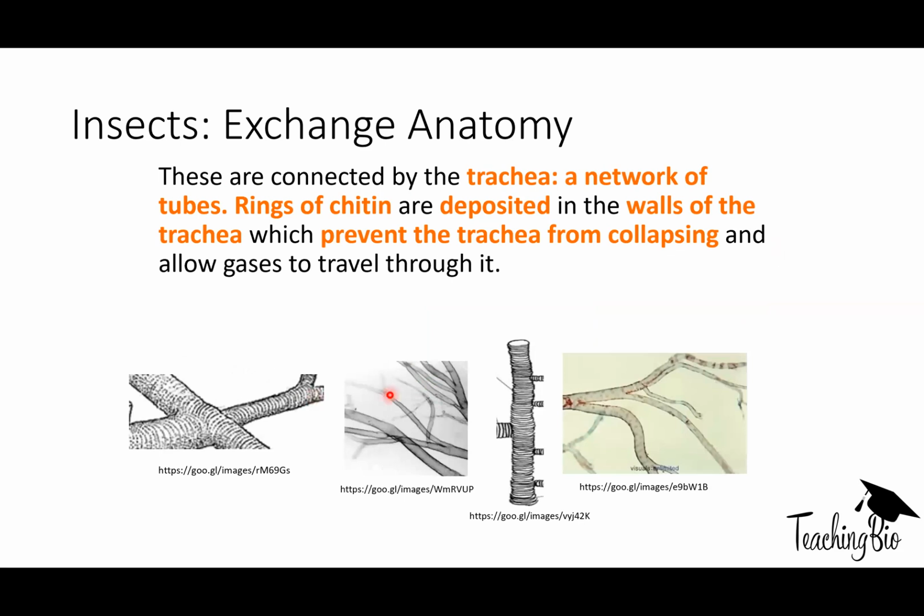The trachea, as we talked about, so these are the trachea here. The trachea is effectively a long network of tubes, and they are made of these rings of chitin, if you want to call it that. But these rings of chitin are deposited in the walls of the trachea here. And the point of these rings is to prevent the trachea from collapsing. Okay, so it gives it durability and strength, meaning that gases can freely travel in and out of it.